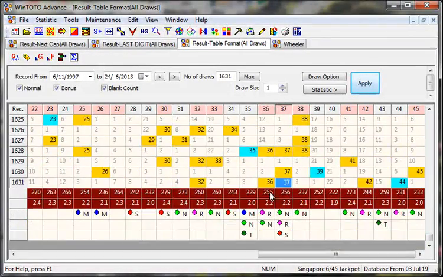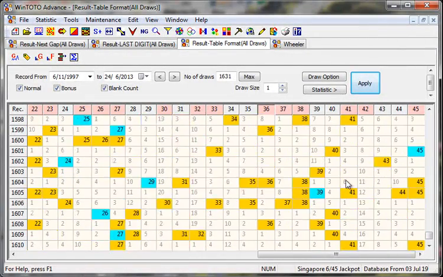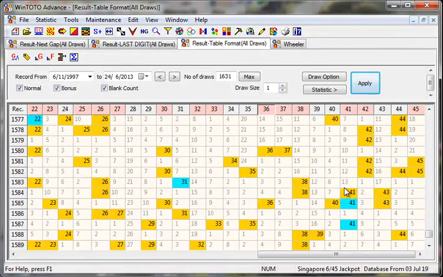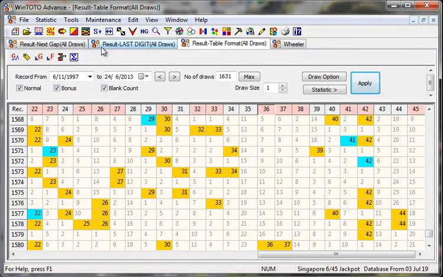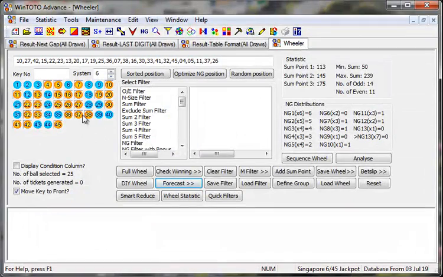Okay, it's already repeated twice. What about 36? You think it'll repeat again? It looks like it seldom repeats. So I may want to take out 36. So that means 37, I will take it out. Okay? So I'm left with 24 numbers.